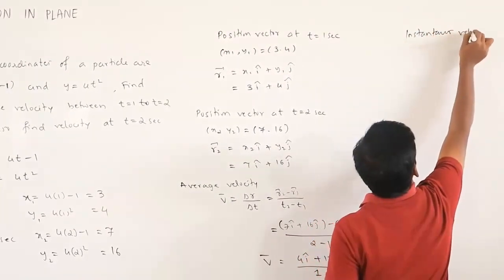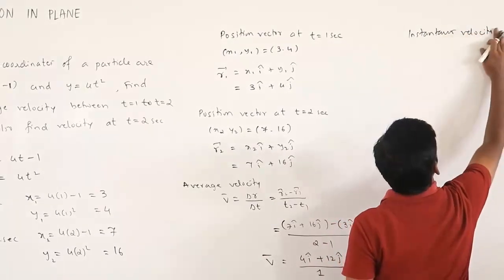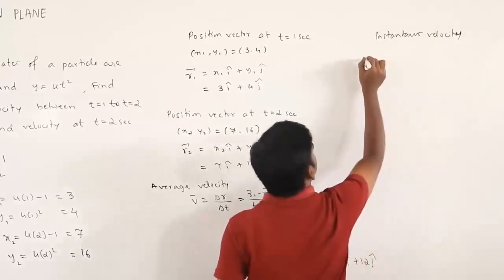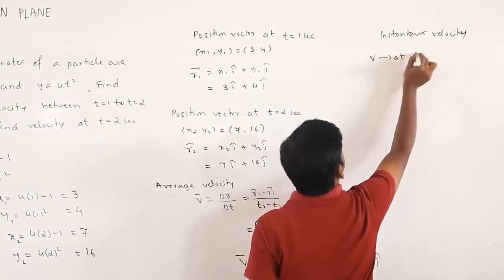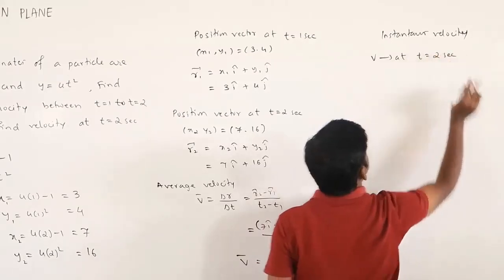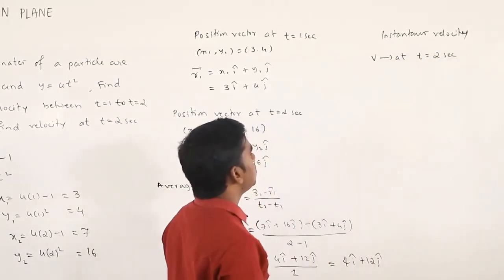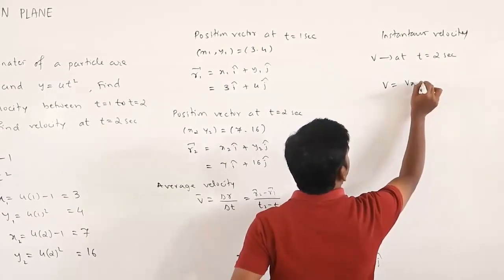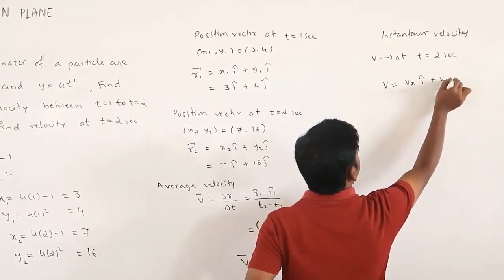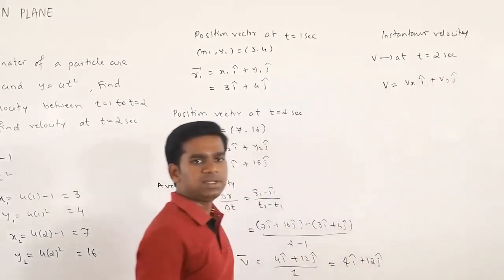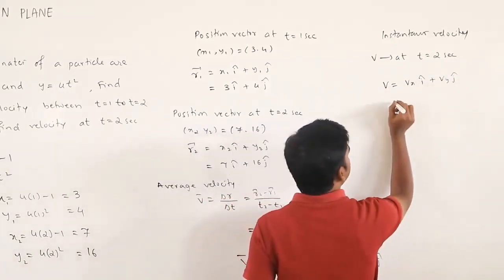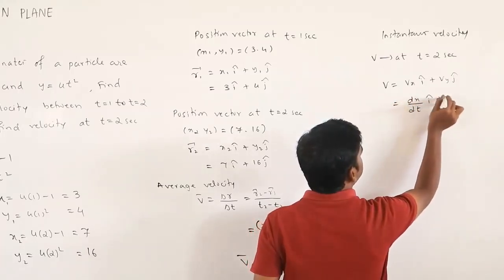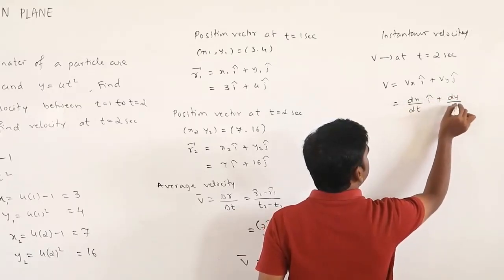instantaneous velocity means what? Instantaneous velocity means velocity at t equals 2 seconds. So how can we find v at t equals 2 seconds? We already know instantaneous velocity can be given as vx i cap plus vy j cap. How can we write vx? We can write it as dx by dt i cap plus dy by dt j cap.